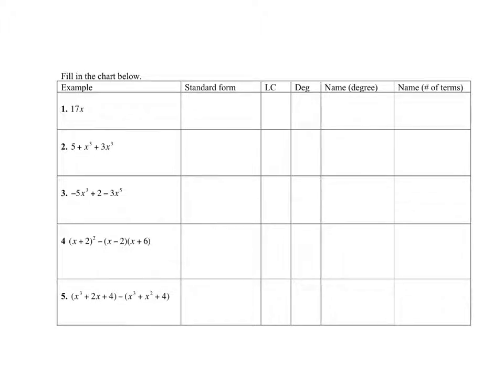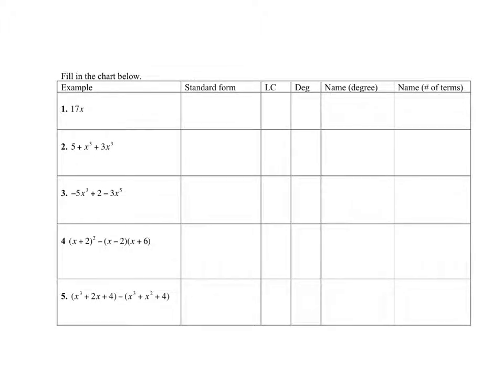Now, these are all polynomials, but they might not be necessarily written in standard form. Standard form is not going to include any parentheses, and everything has to be in descending order, okay? You have to add your like terms. You have to simplify the polynomial completely. All right, so here we go. First thing we're going to do is standard form.